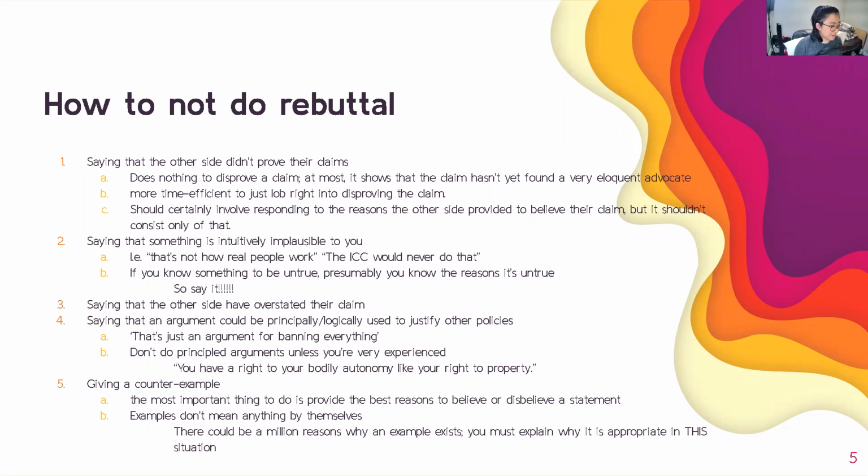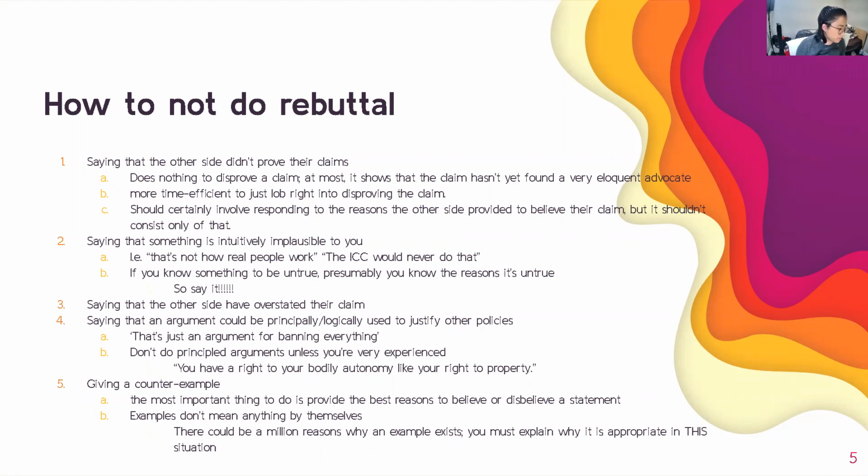So don't do principled arguments unless you're very experienced, right? You want to make sure that you don't use this kind of analysis because oftentimes teams will just bite the burden and say, yeah, sure, I guess we'll be fine with banning those things as well. So don't use this argument of saying that some argument could be principally or logically used to justify other policies unless the policy that you're talking about is very, very heinous. That's the only time in which it could work.